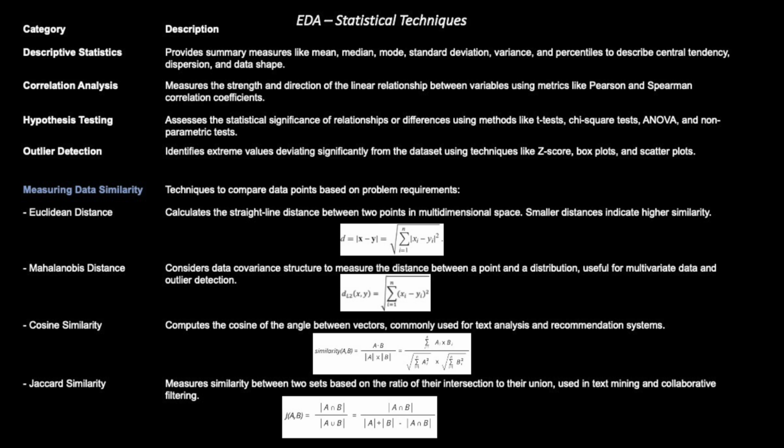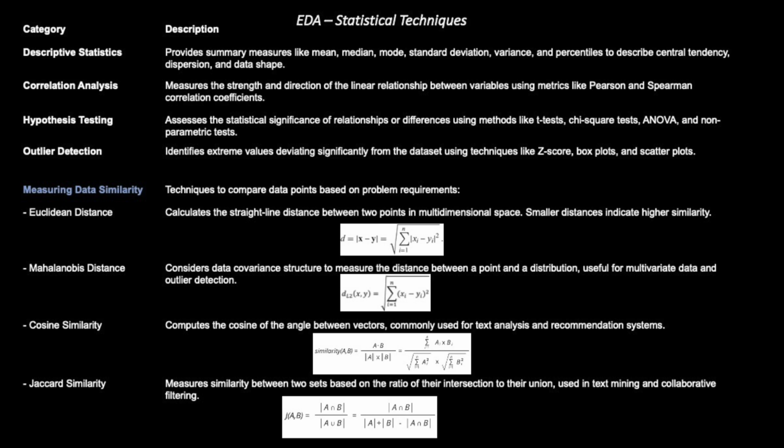Outlier detection. Outliers are extreme values that deviate significantly from the rest of the data. Various techniques such as z-score, modified z-score, box plots, and scatterplots can be used to detect and handle outliers. Measuring data similarity and dissimilarity. This is a fundamental task in machine learning and data analysis. There are various techniques and metrics available for this purpose, depending on the nature of the data and the specific problem at hand. Here are some commonly used methods.